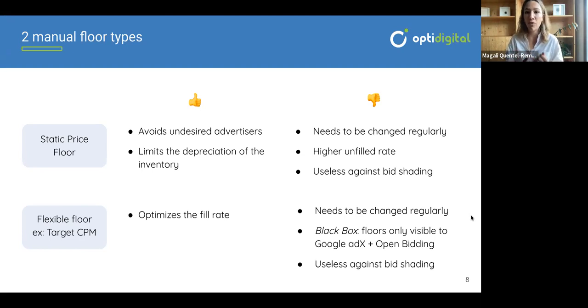Again, it doesn't mean that it's flexible, reacting and adaptive according to the demand. It has to be changed manually and regularly, every time you see demand is changing, and you have to set it up specifically for each ad placement. So it's very time consuming. Another disadvantage of the target CPM that publishers give us as feedback is that it's a black box. The floors are only visible to Google Ad Exchange and to Open Bidding, so it's making the auctions a bit more unfair. And again, it's useless against bid shading.